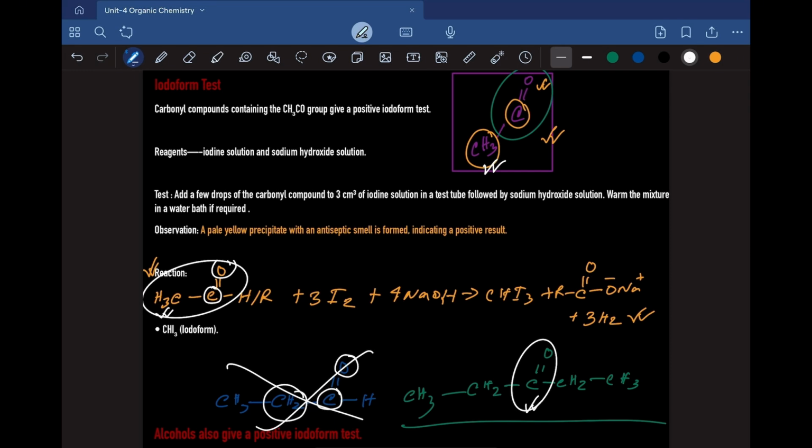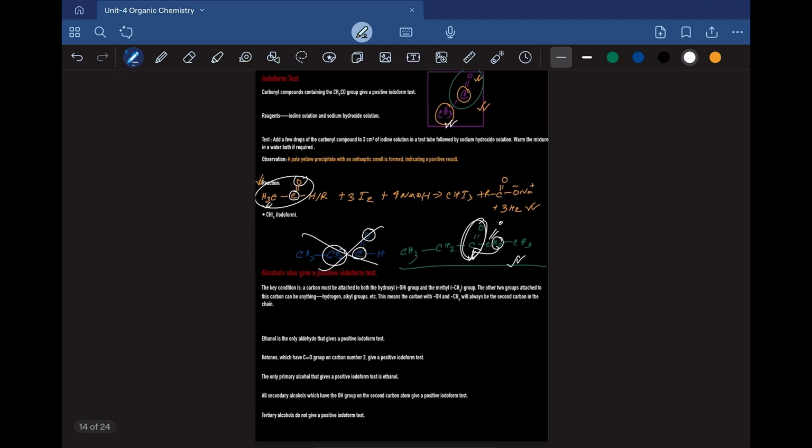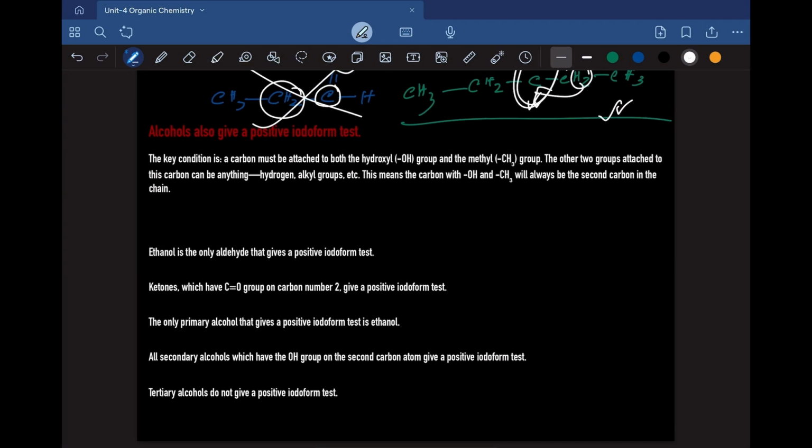Basically for aldehydes, ethanal is the only aldehyde that gives positive iodoform test. And for ketones, to give positive iodoform test, the CO group should be in the second carbon atom, not in the third, fourth, or fifth. If this was in the second carbon atom, then it will give positive iodoform test. I have written that particular thing right here. Ethanal is the only aldehyde that gives positive iodoform test, and ketones which have the CO group on carbon number 2 give a positive iodoform test.